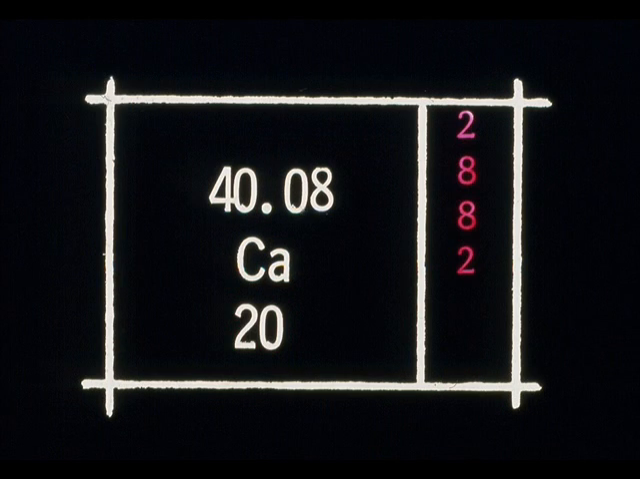In this column on the right-hand side of the symbol is shown the element's electron arrangement. You can see that calcium has 2 electrons in the K shell, 8 electrons in the L shell, 8 more in the M shell, and 2 in the N shell.